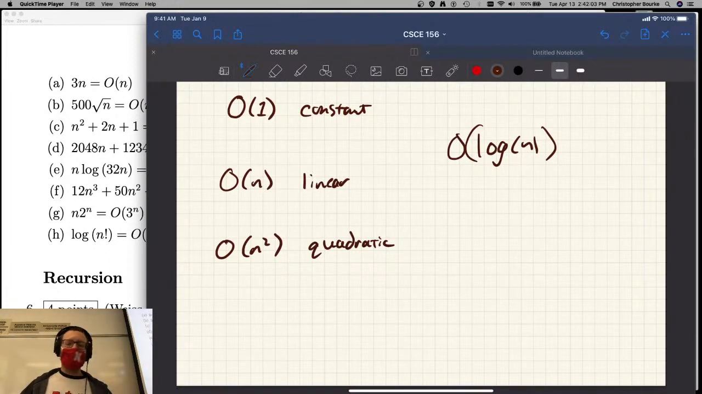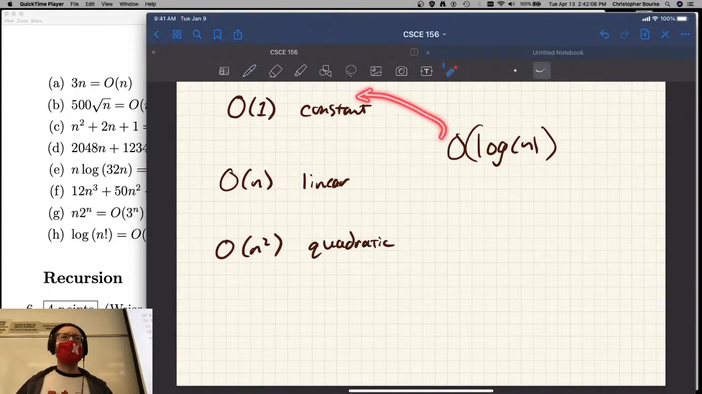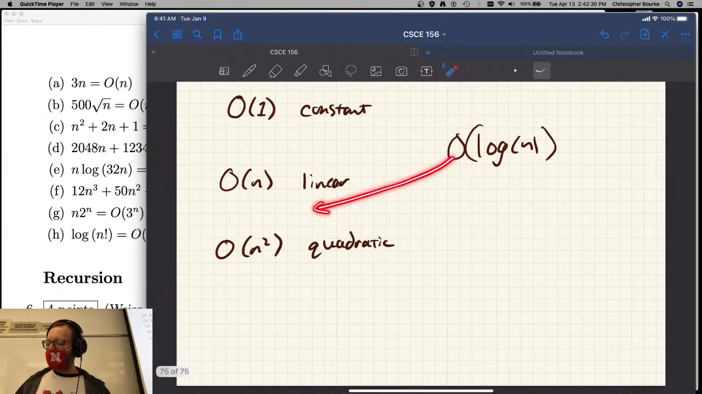Order logarithmic. Where does that lie in what we have so far? Is it better than constant? Nothing gets better than constant. You can have a 0 growth rate. Well, that's what constant is. If you take a constant function and take the first derivative, what do you get? 0. It's not growing at all. Is it worse than linear? No, logarithms are definitely smaller than polynomials. So it belongs right here.